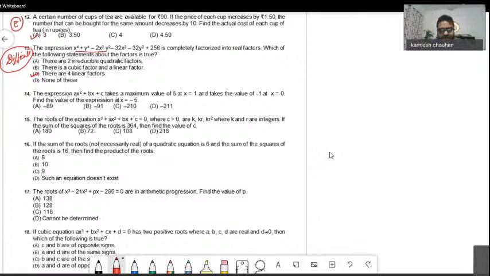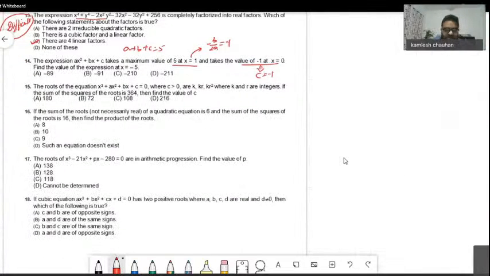Expression takes maximum value of 5 at x equal to 1, takes the value of minus 1 at x equal to 0. Find the value of the expression x equal to minus 1. Now again, same thing. This is minus b by 2a. When you put 1, you'll get value of 5. So a plus b plus c is equal to 5. You'll get this. This implies c is equal to minus 1. You have 3 equations, you have 3 variables, you will be able to solve. Okay. So I'm not going to solve this one, just telling you the process.